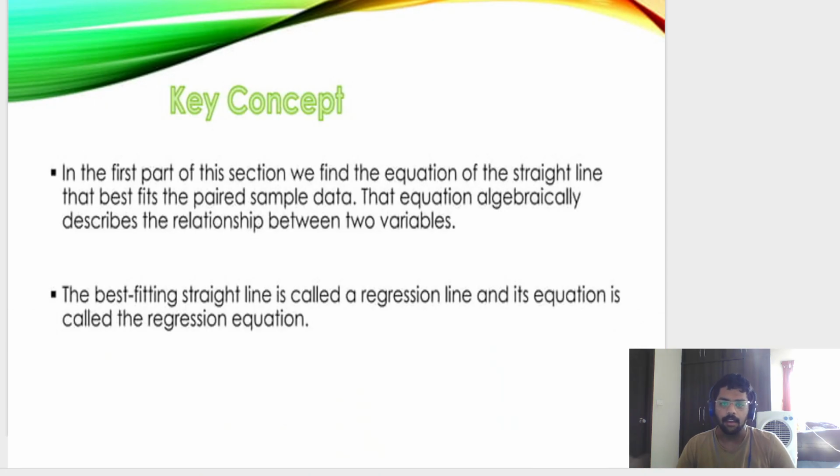Okay, so first of all, when we talk about linear regression, it is a machine learning algorithm where we try to fit a straight line. We find the equation of a straight line that will fit best to the given sample data, in this case training data, and that equation algebraically describes the relation between two variables. The best fitting line is called a regression line, and its equation is called the regression equation.